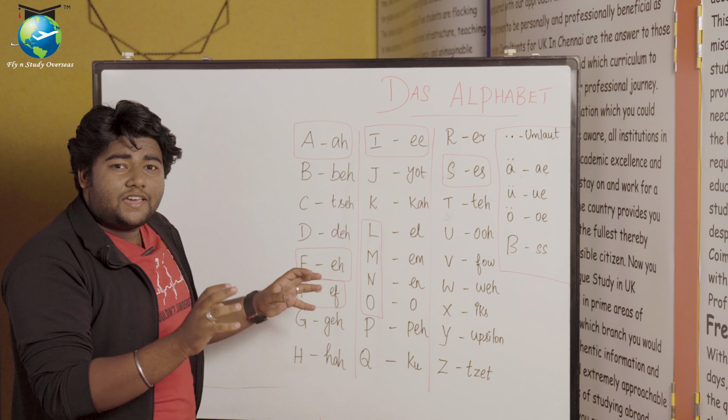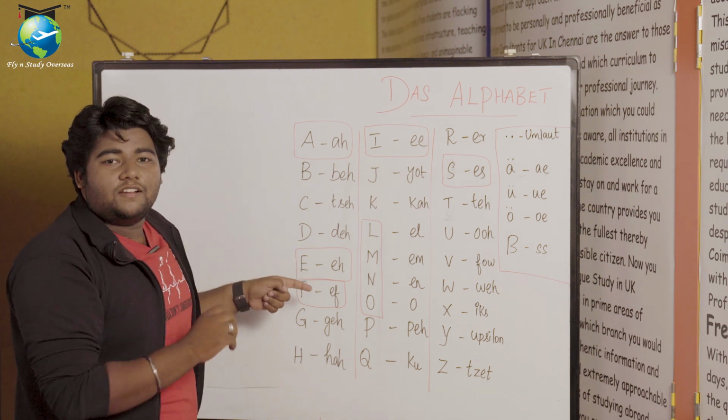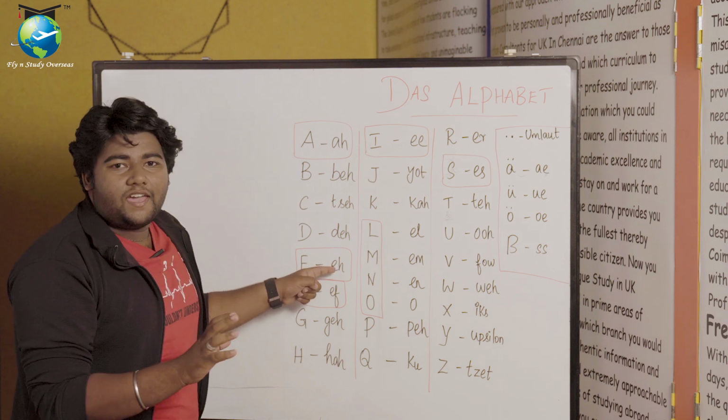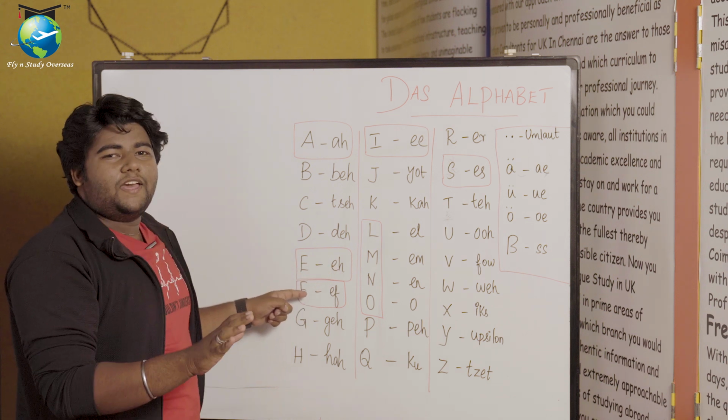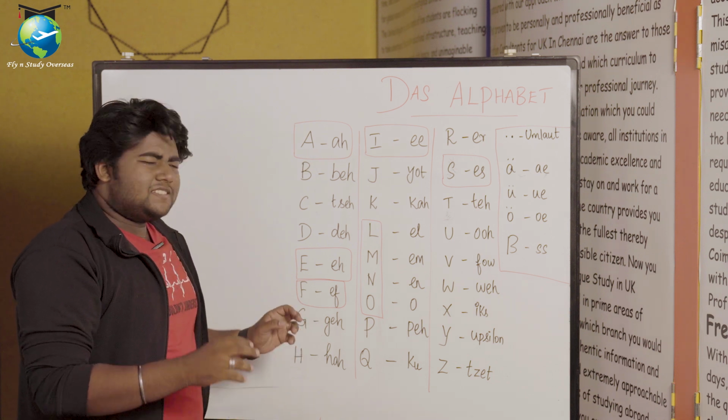E, it is A. See the similarity? E is pronounced like the English letter A. So E will be pronounced like A. For F, it is the same as English, F. For G, it is Gay. And for H, it's Ha.